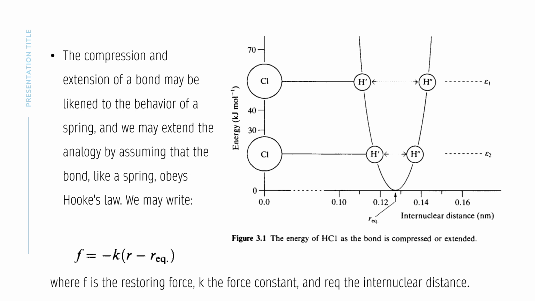The compression and extension of a bond may be linked to the behavior of a spring, and we may extend the analogy by assuming that the bond acts like a spring which obeys Hooke's law, which is written as F equals minus k (R minus R equilibrium). F is called the restoring force, k is the force constant or the strength of the bond, and R equilibrium is the internuclear distance at which the molecule experiences the least energy.